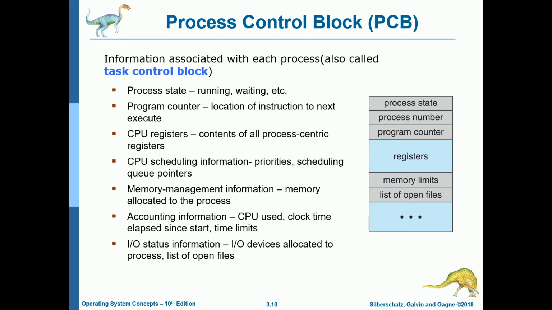Accounting information. This information includes the amount of CPU and real time being used, the time limits, accounting numbers, job or process numbers, and so on. Input-output status information. This information includes the lists of I/O devices allocated to this process, a list of the open files, and so on. The PCB simply serves as a repository for all of the data needed to start or restart a process along with some accounting data.